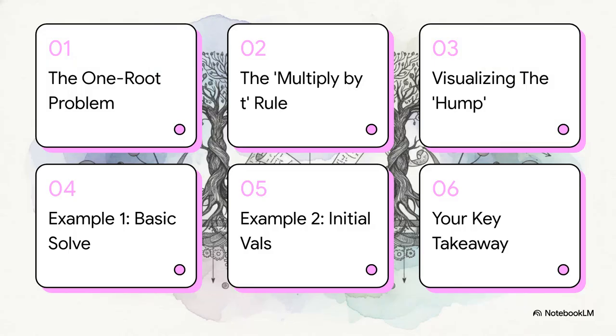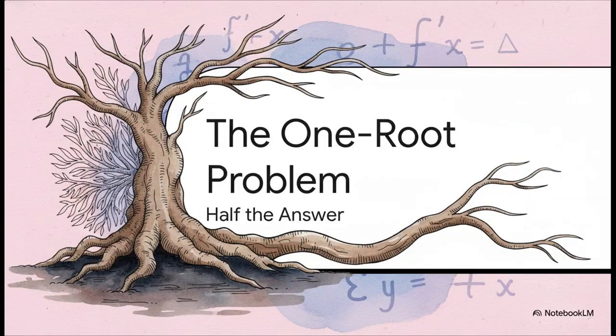Here's our game plan. First, we'll nail down exactly what this one-root problem is. Then, I'll show you the super simple rule to fix it. We'll even visualize what this new solution actually looks like before jumping into two solid examples. And finally, we'll wrap it all up with the key takeaway you need to remember. Okay, let's get right to it.